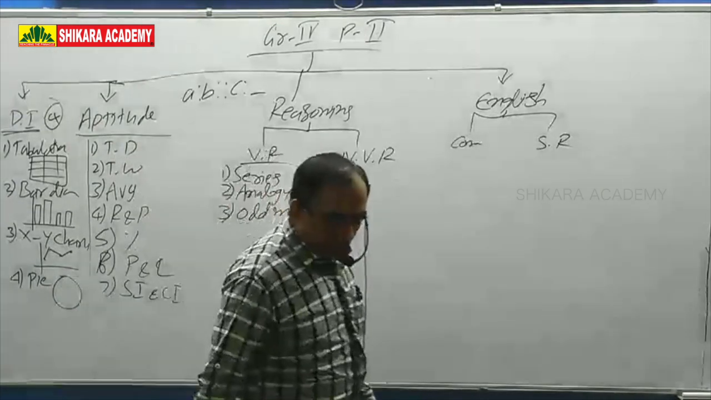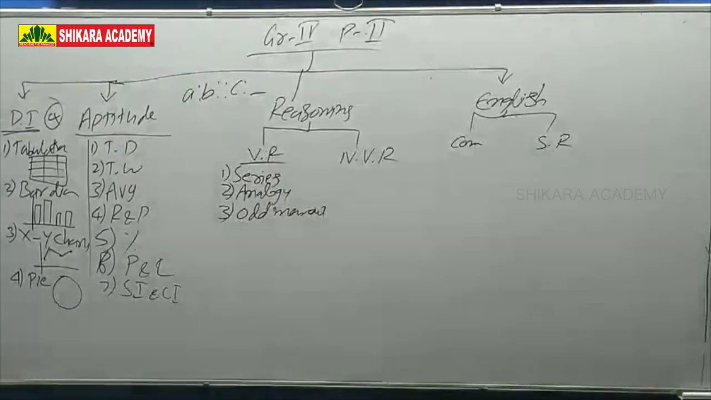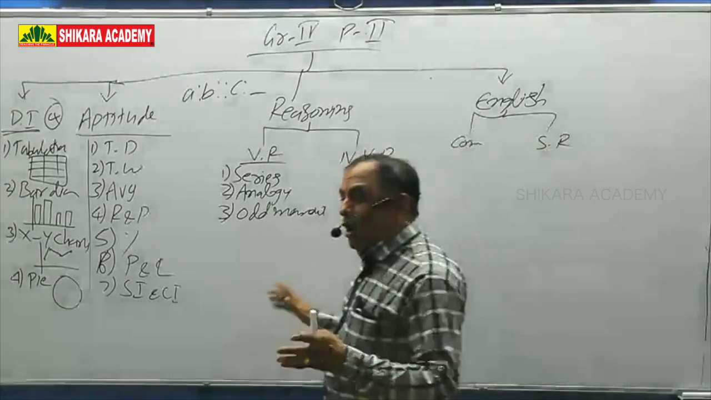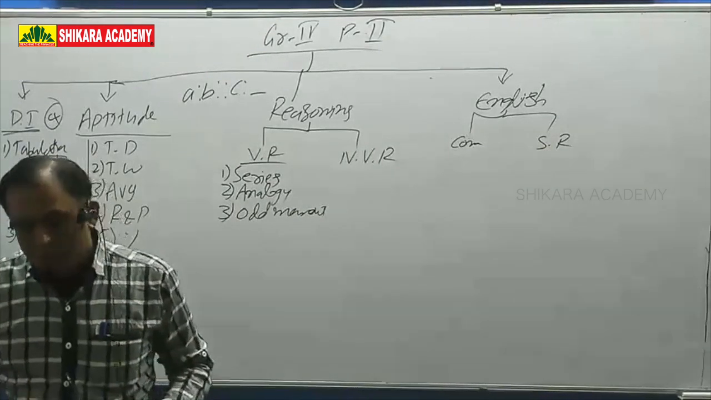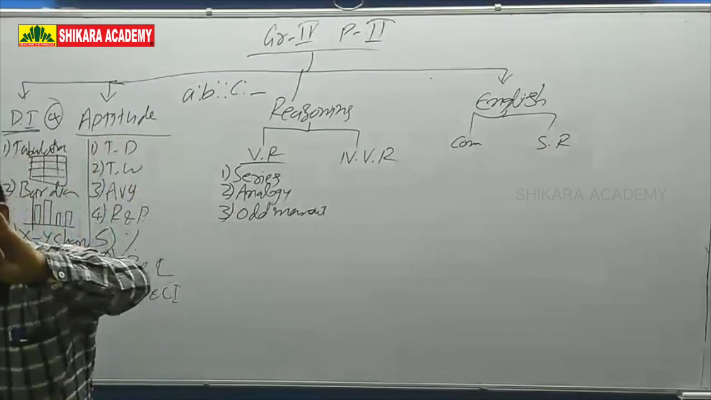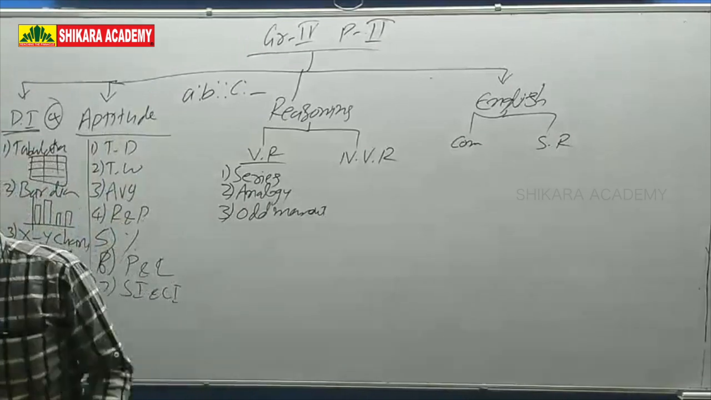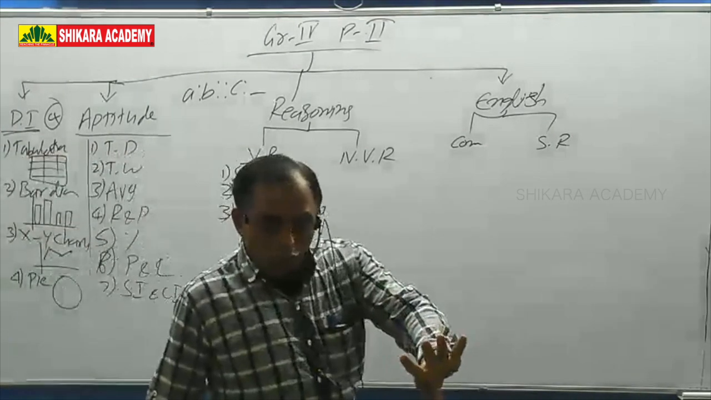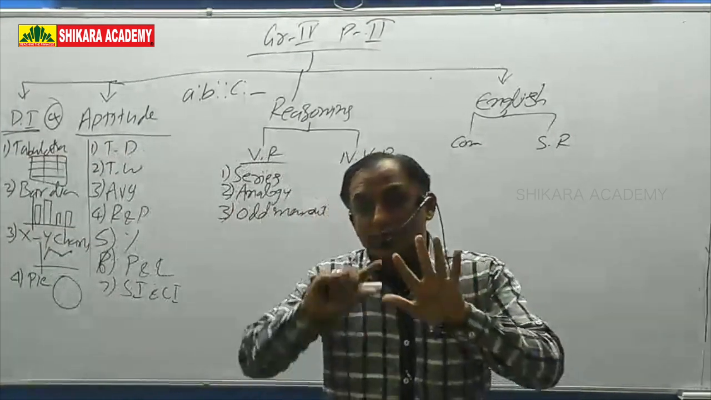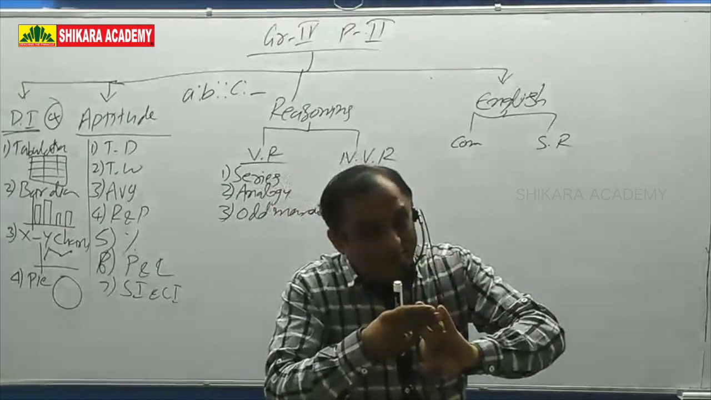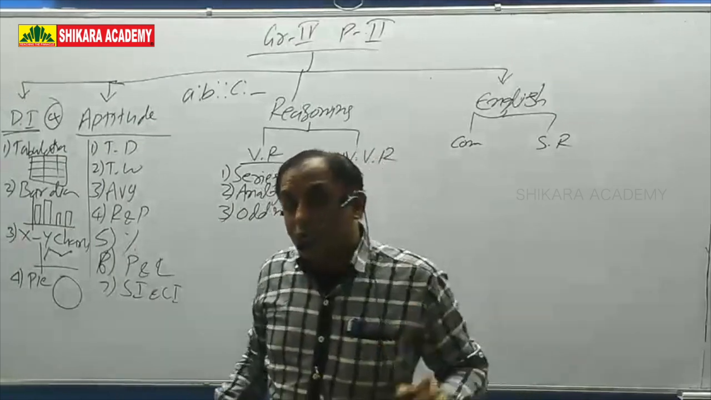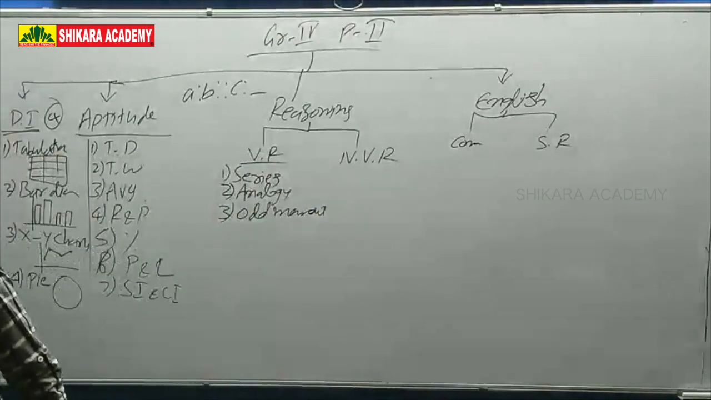What is odd man out? It is also known as classification. Odd man out, or classification, is again divided into 2 types: number classification and word classification. It means they will give 4 words. Out of 4 words, except 1 word, the remaining 3 words belong to one single family. Find the word which does not belong to that family.